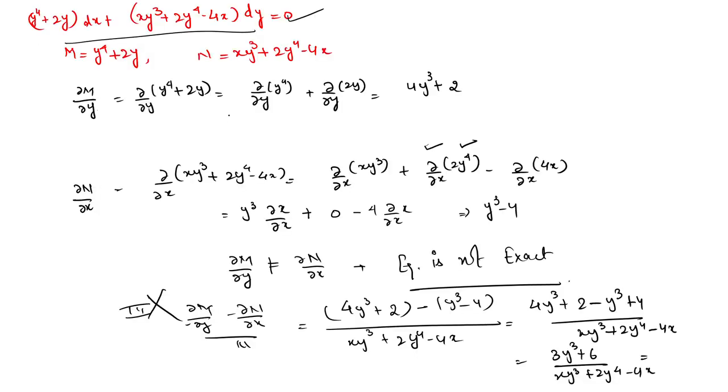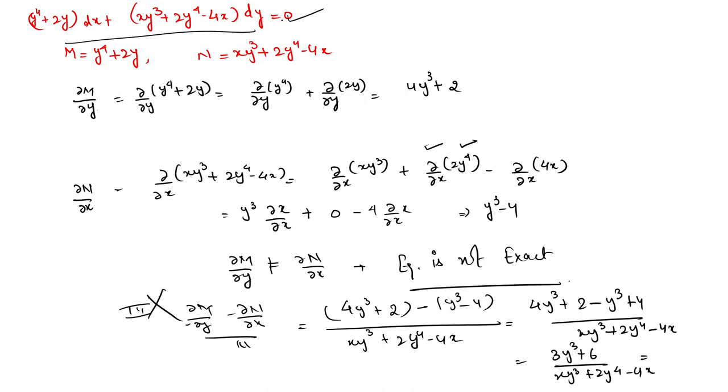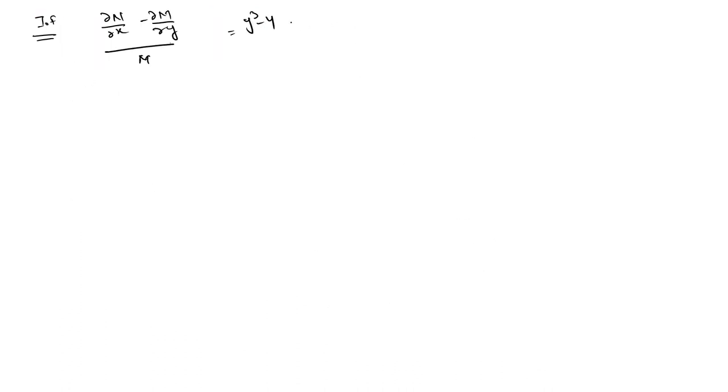So in this case, again, our del N by del x is y cube minus 4, and our del M by del y is 4y cube plus 2. So it is 4y cube plus 2, and the value of M is here y raised to power 4 plus 2y.